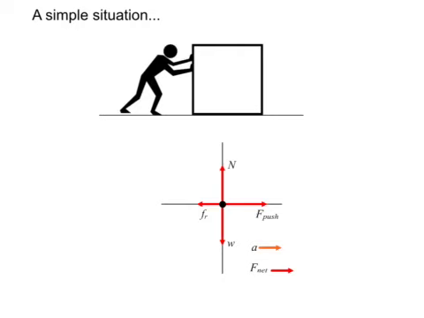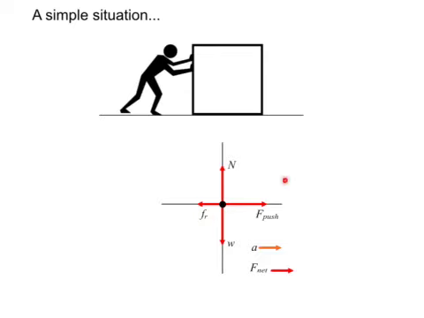So let's look at a simple situation. Here we've got a person pushing on a box. If we're going to look at just the box, as far as the box is concerned, it's experiencing some forces. It doesn't care whether it's a person or an elephant pushing it. It's being pushed, so it's got the force of this push to the right. It's got its weight force. It's got its normal force, and it's got frictional forces from the ground going in the opposite direction.